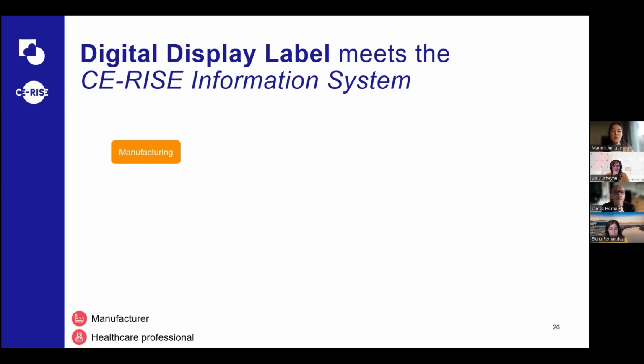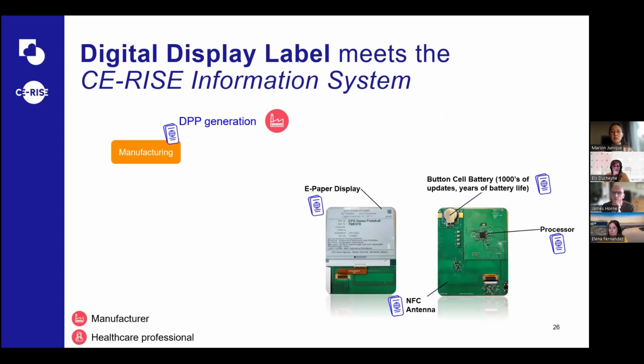Okay, so now that you know what a digital display label is, we're going to look at how a digital product passport would look like for this device. So first, when the digital display label is produced, the manufacturer will generate the digital product passports. And of course, each of the components of the digital display label also have some digital product passport associated to themselves. For example, the electronic paper display or the NFC antenna.